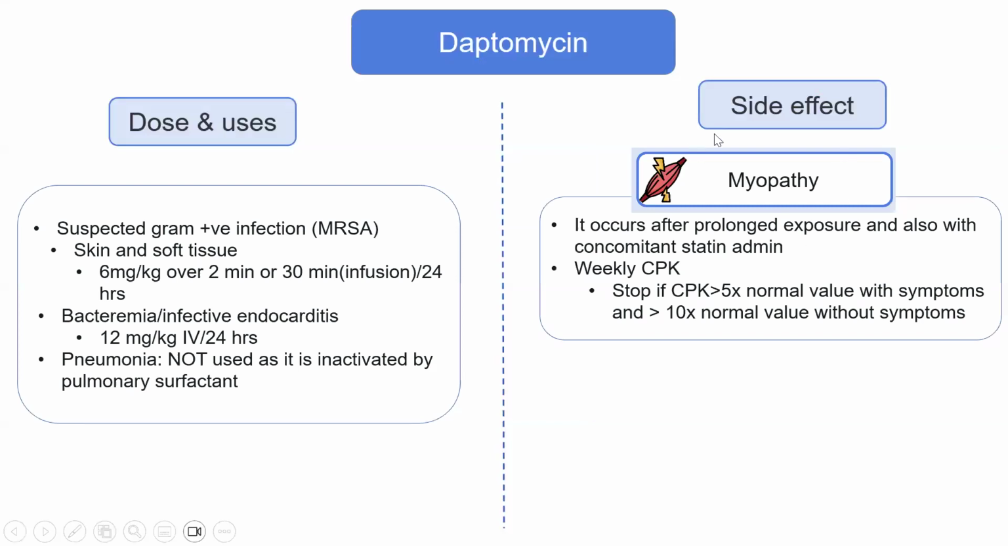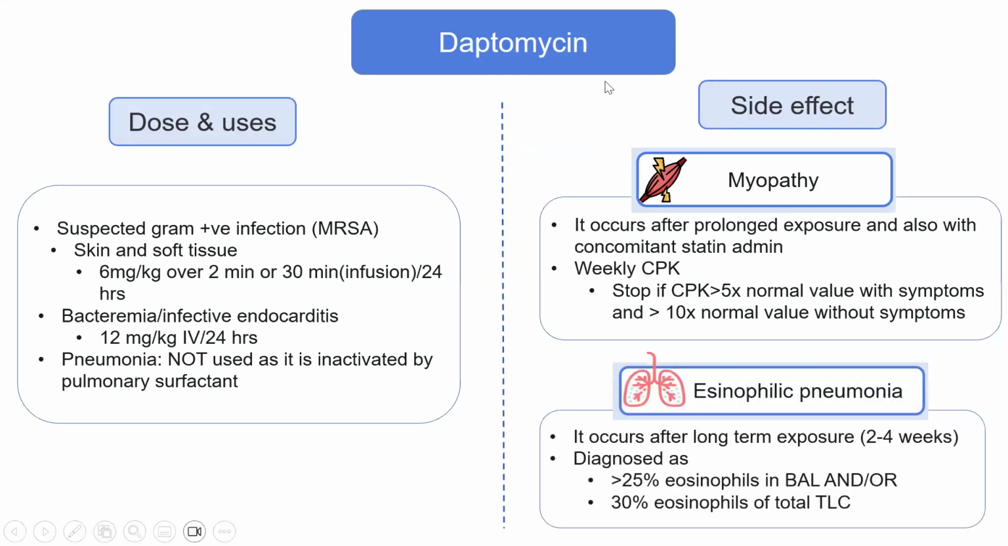The main side effect is myopathy. So if you administer this drug, we need to check CPK weekly and stop the drug if the CPK is more than 5 times normal with symptoms, or more than 10 times the normal value without symptoms. Another side effect is eosinophilic pneumonia, especially with long-term exposure. It is diagnosed by new infiltrates in the lung radiologically, new worsening of hypoxemia, and signs of high eosinophils either in the bronchoalveolar lavage or in the total leukocyte count.